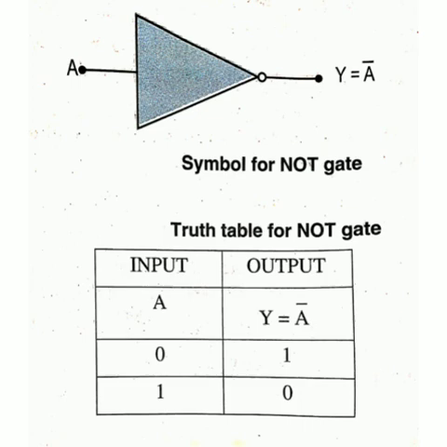When the input is 0, its output will be 1. This is the formula, that is Y is equal to A bar, and when the input is 1, the output will be 0.